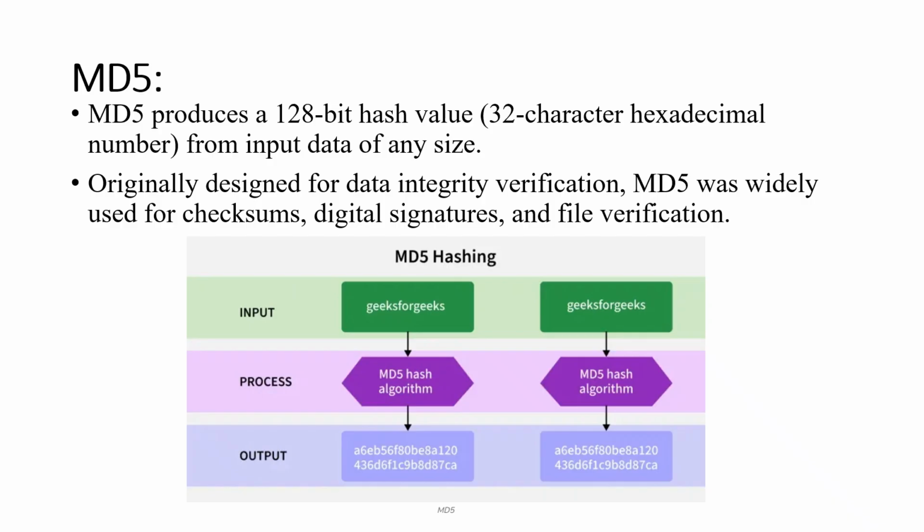Next one is MD5. MD5, which is Message Digest Algorithm 5, is a widely used cryptographic hash function that produces a 128-bit hash value, usually represented as a 32-character hexadecimal number. While once standard for security, it is now primarily used for non-cryptographic checksums to verify data integrity due to known vulnerabilities.